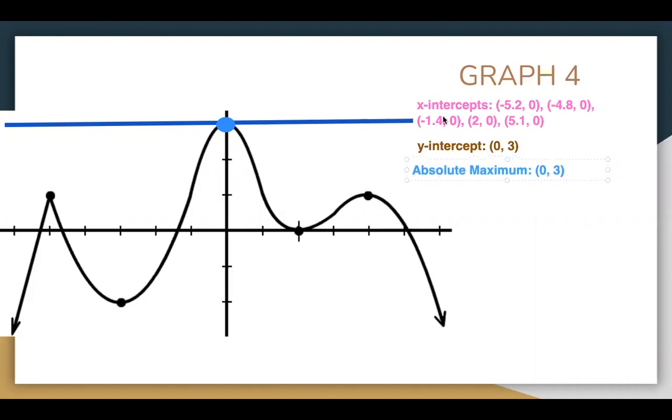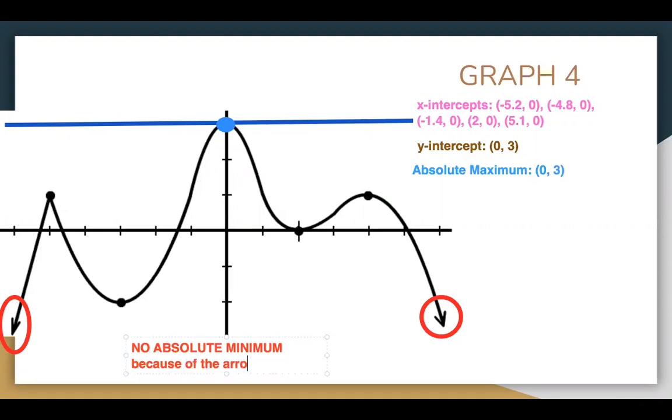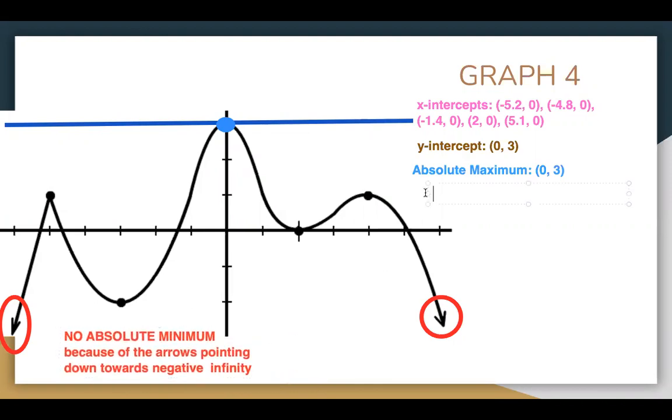Now there is a problem here. Not a problem, but we've got these two arrows pointing down. Anytime my arrows are pointing downwards, that means I have no absolute minimum. So no absolute minimum because of the arrow pointing down towards -infinity. So absolute minimum, I'm going to say none.